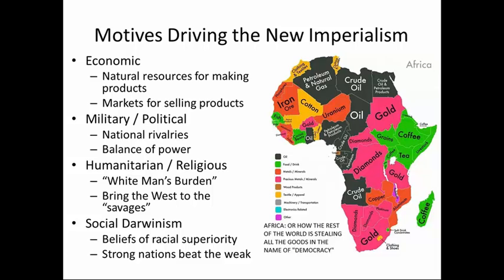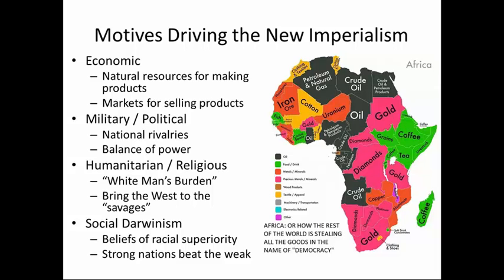Remember that one of our big industrial powers is Britain. They are a little bitty island. And so they don't have rubber resources. They don't have gold. They don't have oil. And so we see these European countries looking to Africa, looking to Asia, looking to Latin America to get the natural resources that they need to fuel the factory system.